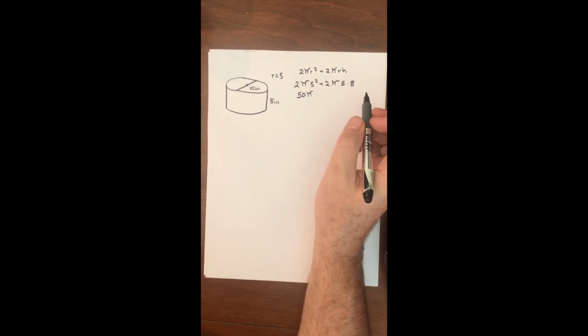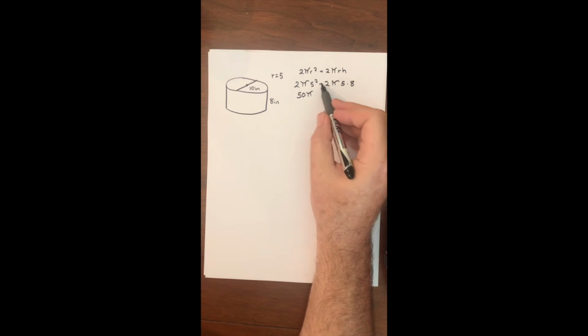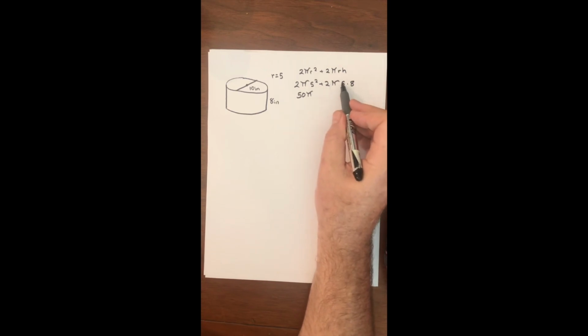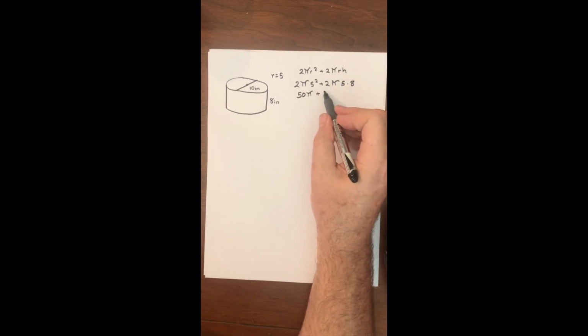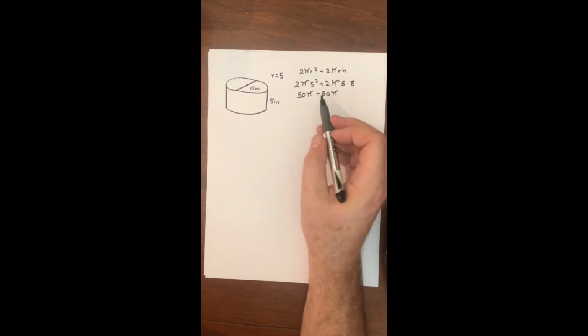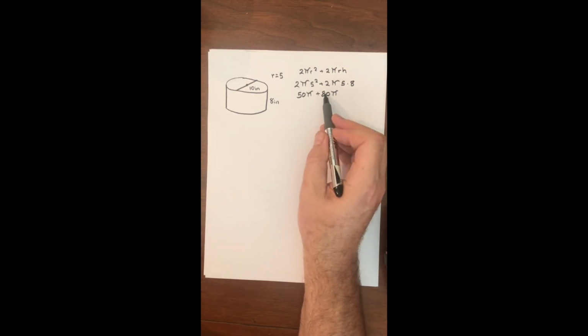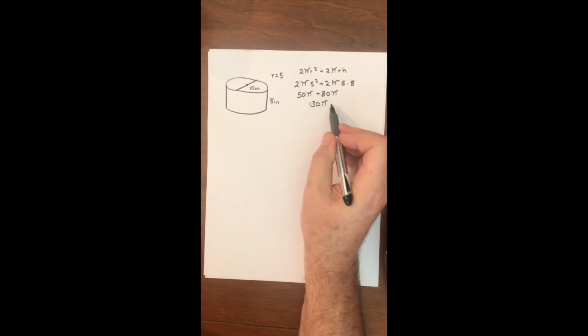Yeah? And then over here, I see the 2 and the 5, and that makes me happy because 2 times 5 is what? It's 10. And that's an easy multiplication. 10 times 8 makes 80. So 80 pi. And now adding 50 and 80, I'm just going to add the 5 and the 8, and I get the 13. So it's really 130 times pi.